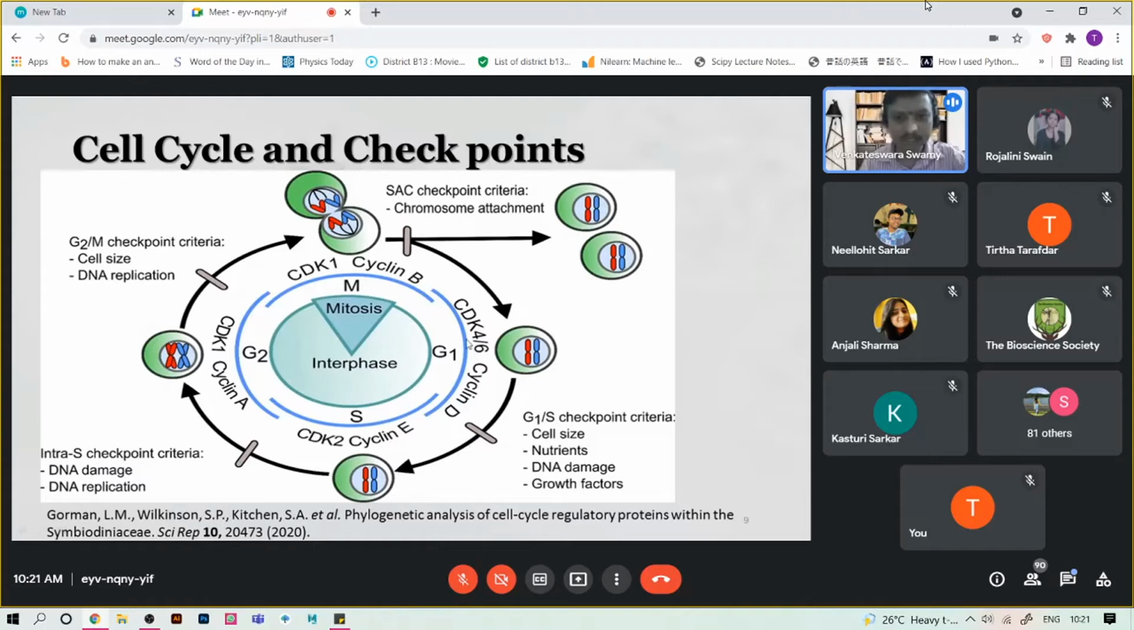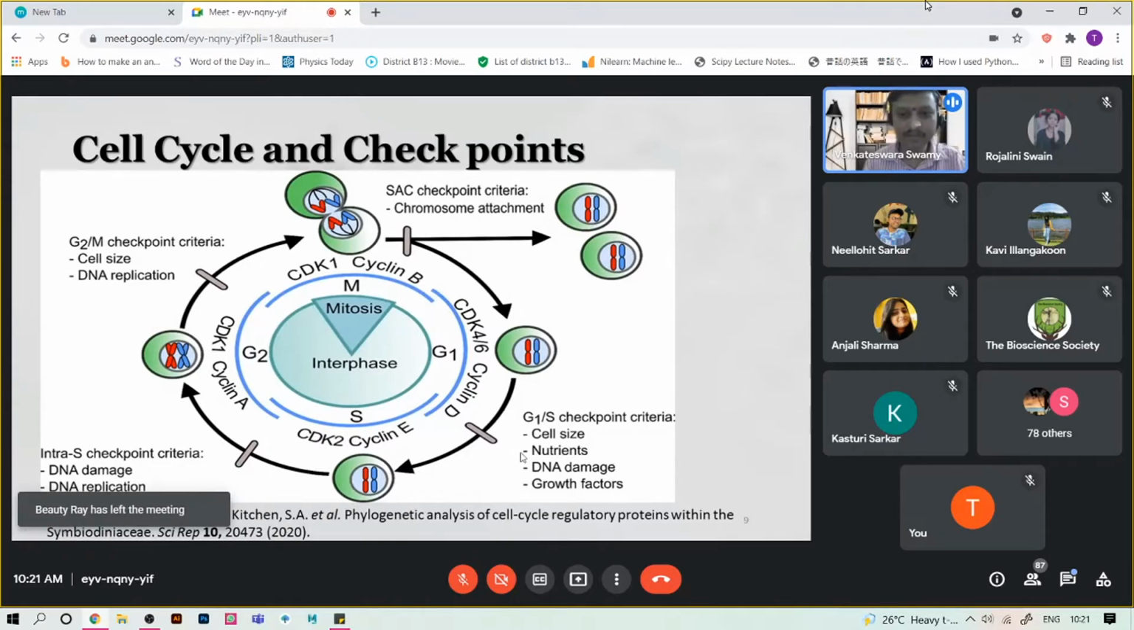So when you look at the checkpoint at the G1 phase, we will be having CDK4 and then CDK6. These are the enzymes which are called the cyclin dependent kinases. These enzymes will bind with the CDKs and then initiate the cell cycle process. So here we will be having a checkpoint. The checkpoint between the G1 and S phase we can call the G1/S checkpoint.